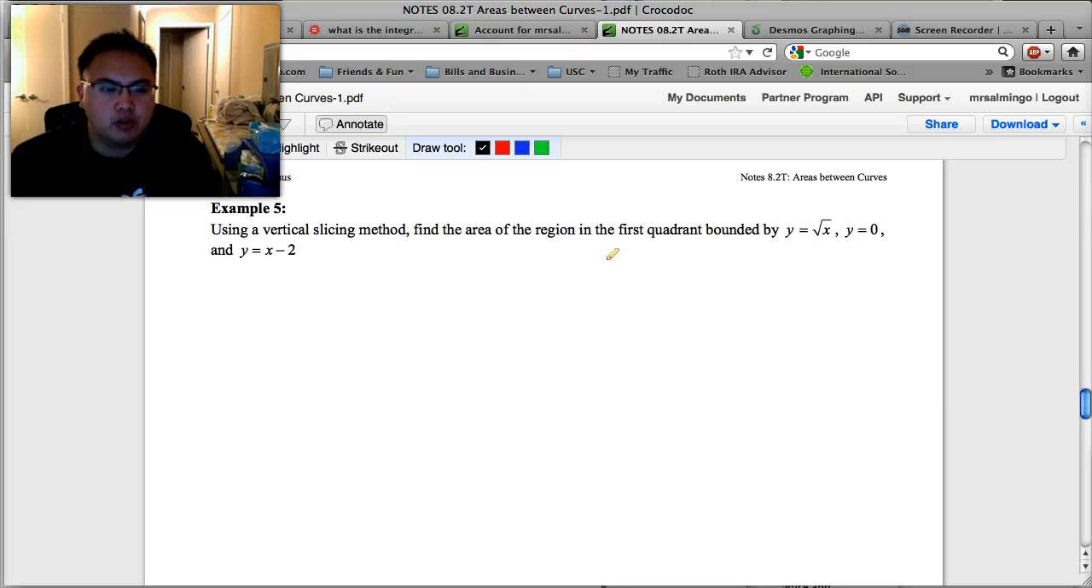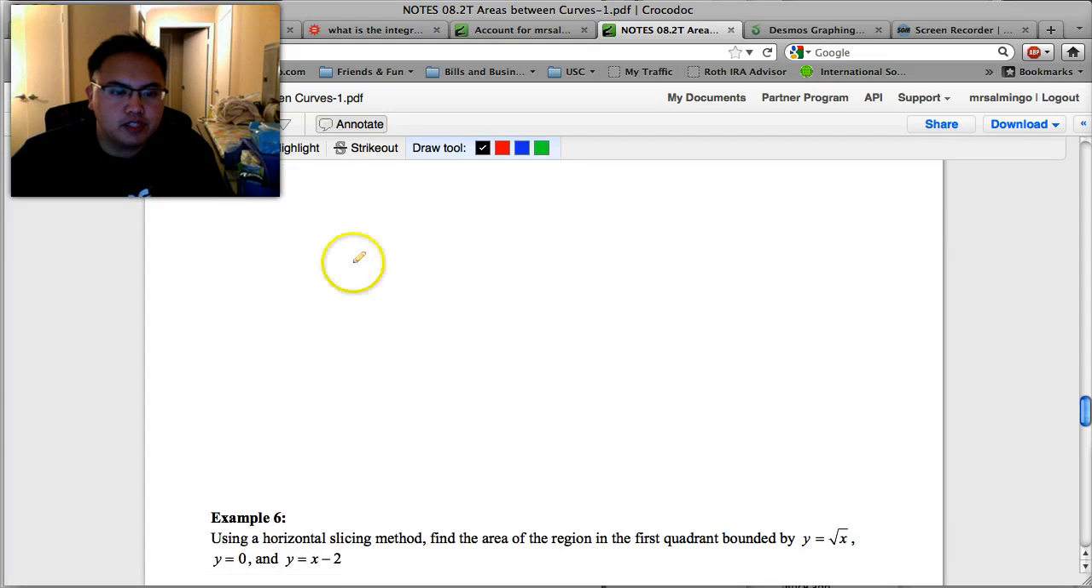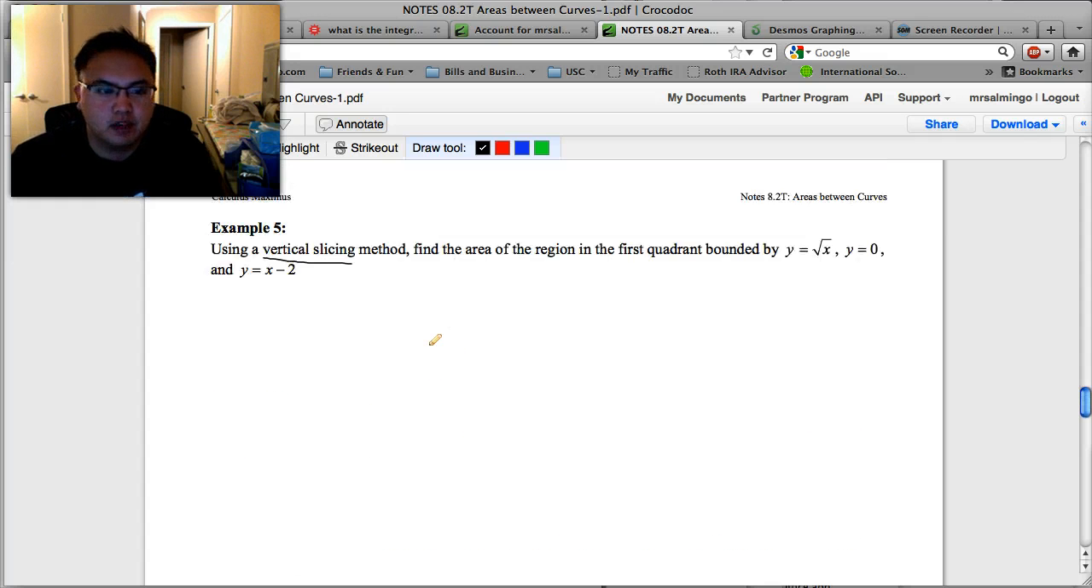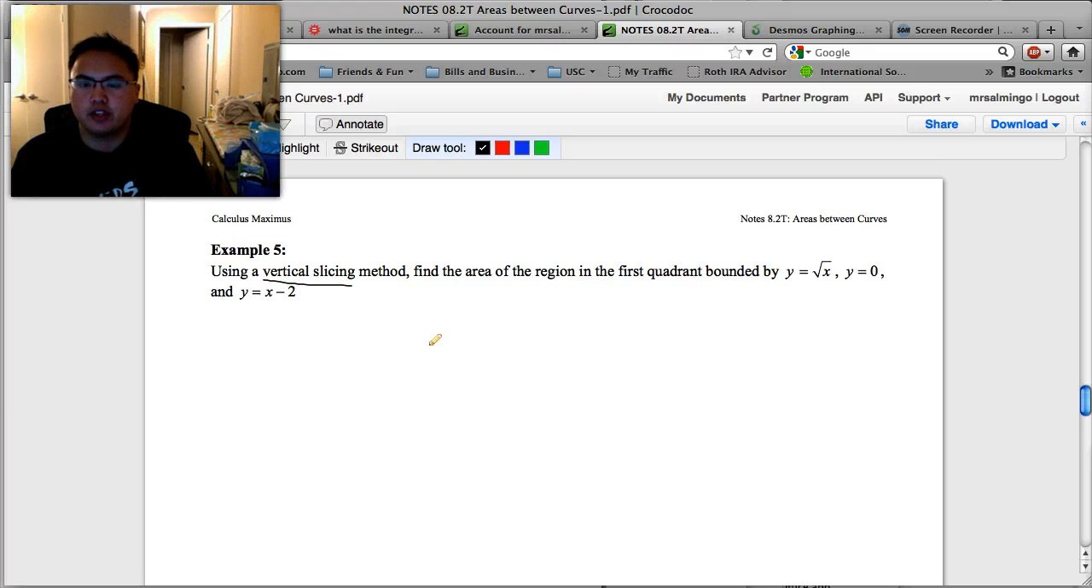And the last one I want to do is, this one says the vertical slicing method. And example 6 says use the horizontal slicing method. Some of you are saying, like, what the heck does that mean? Okay. Vertical slicing method is everything that we've done so far, up and down rectangles. Okay. And it wants to do it between radical x, y equals 0, and x minus 2.